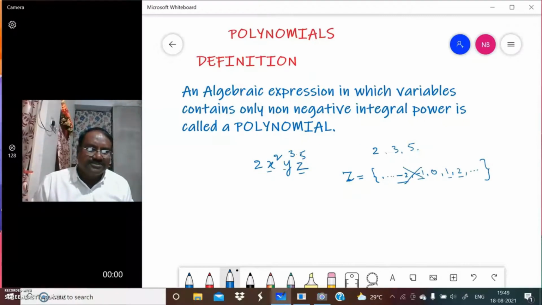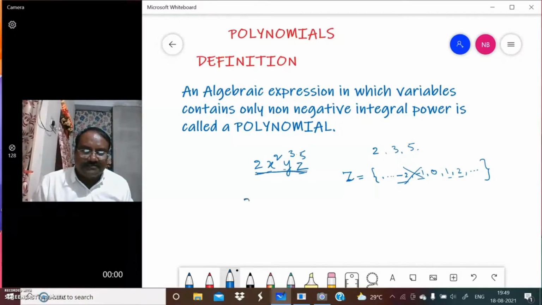If the power is 0, it is nothing but no variable, it is a constant. So let us suppose 1, 2, 3, 4 like that. All the powers should be non-negative integers. Then only it is called a polynomial. Now here it is a monomial. Only one term is there. It is nothing but a monomial.